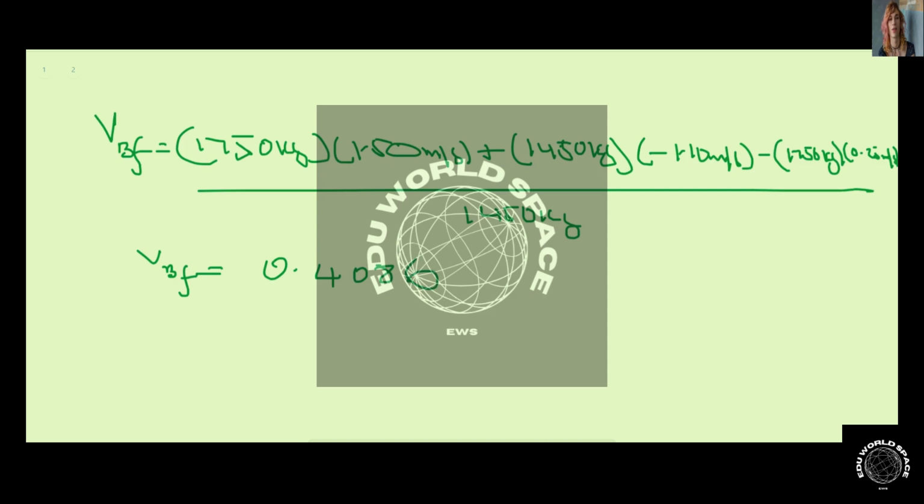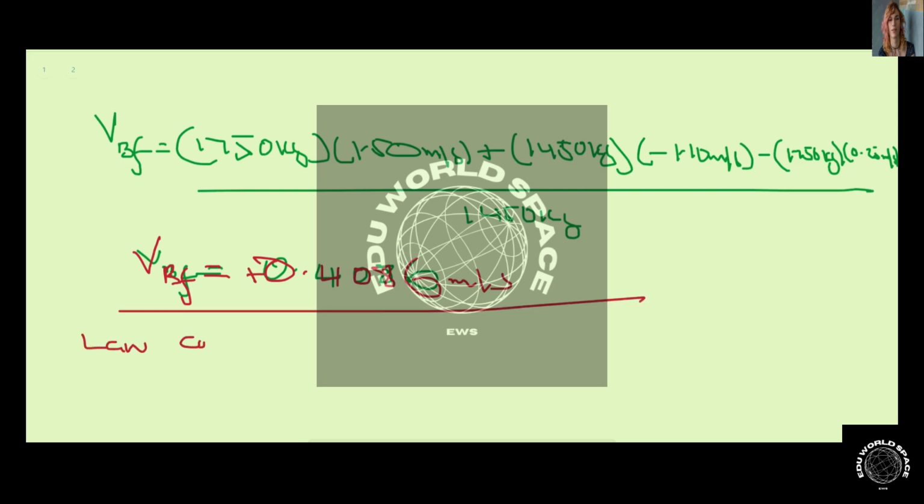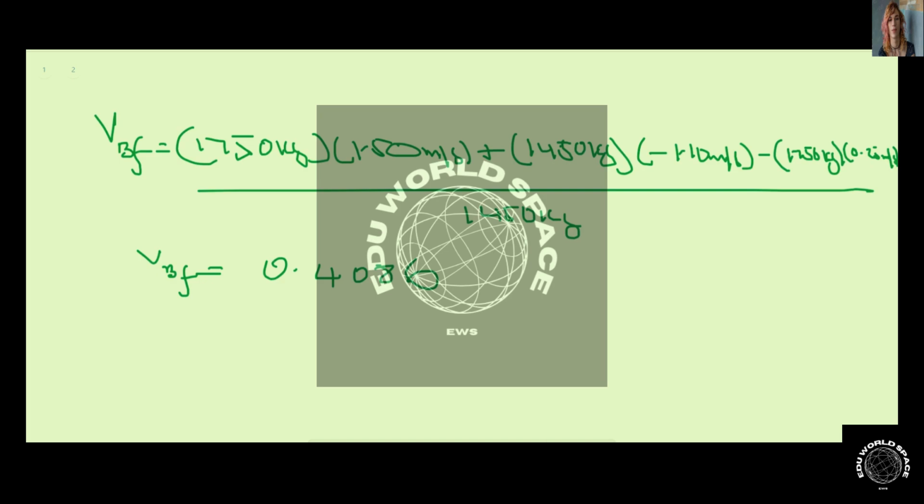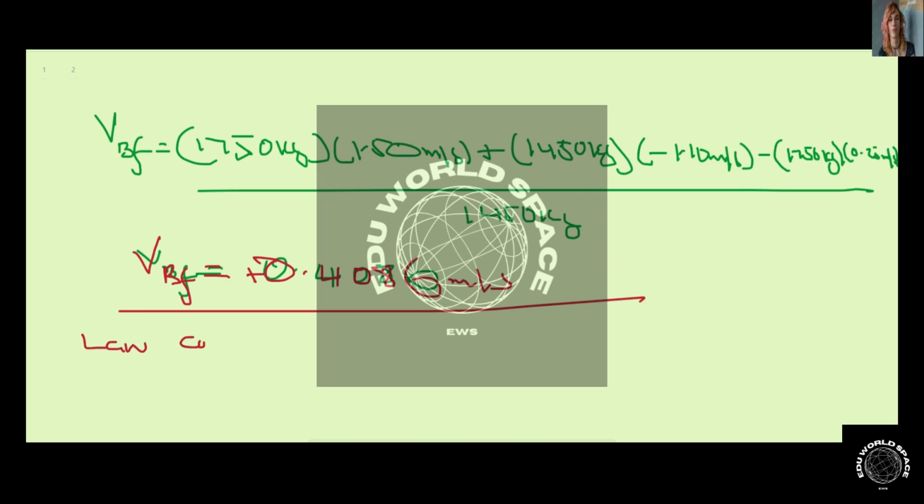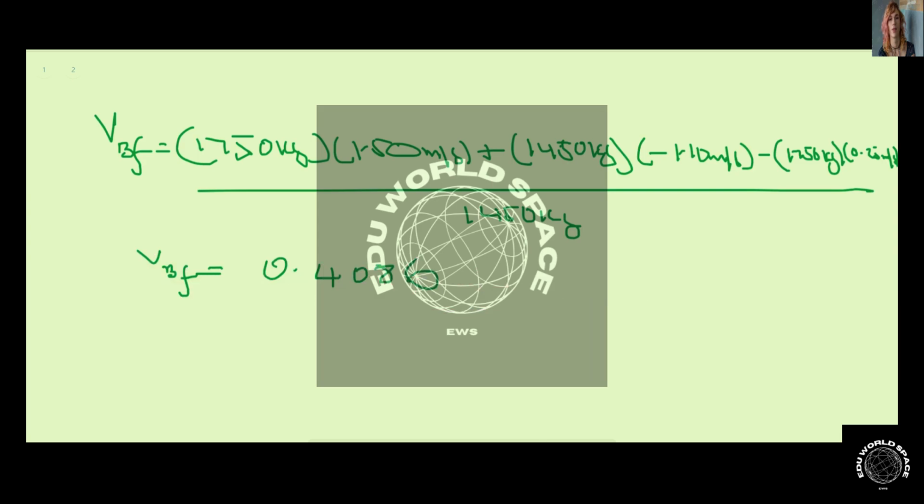So let's just make sure that this is the right process. So we have 1750 times 1.50 plus 1450 times negative 1.10, and then minus 1750 times 0.25. And then we have to divide by 1450. And that gives us 0.4086.